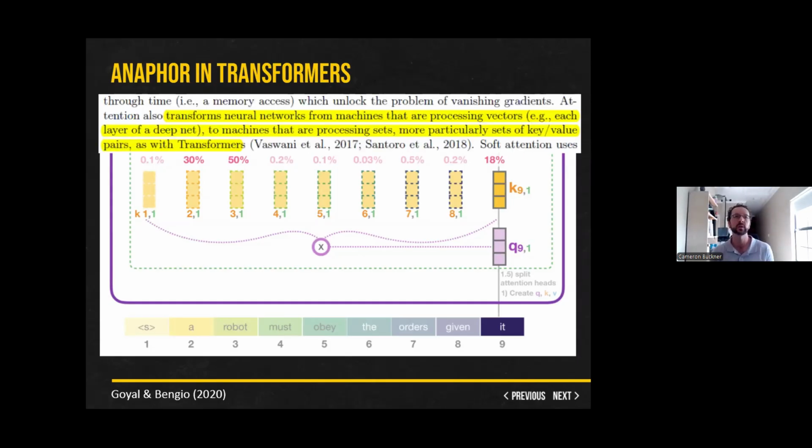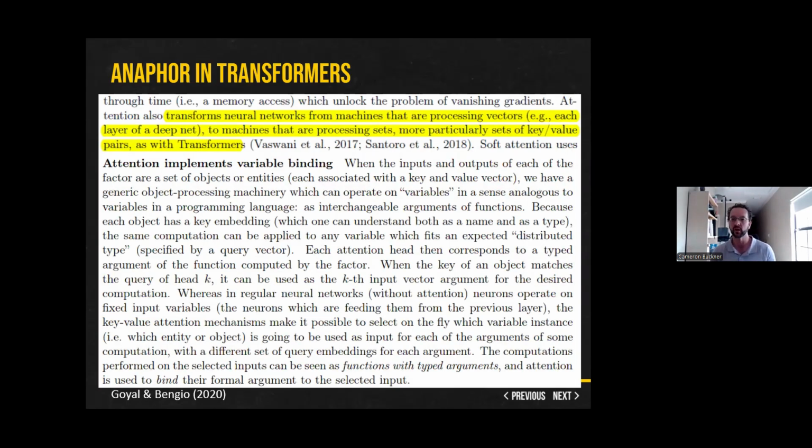There is a position paper by Goyal and Bengio that argues adding this mechanism transforms neural networks from machines that are processing individual vectors to machines that are processing sets, in particular sets of key value pairs, and that this implements a simple version of variable binding. It's a kind of attenuated, limited version of variable binding, but it's something much more sophisticated than you would have seen in earlier neural network architectures.